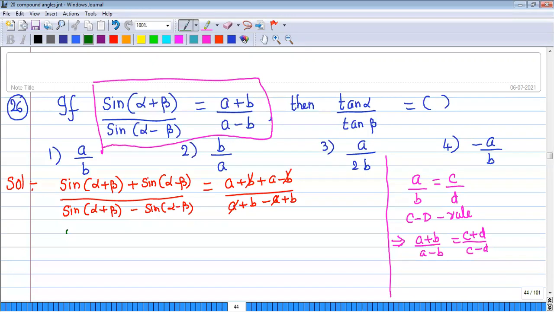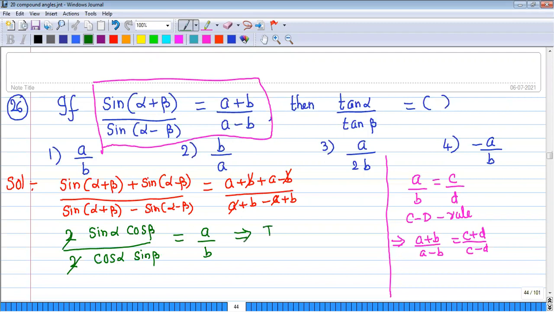We have discussed the formula 2 sin A cos B. Here we have sine of A plus B minus sine of A minus B, upon 2 cos A sin B, which we can write equals to (a+b)/(a-b). The 2 gets cancelled. So now we have sin alpha by cos alpha is tan alpha, and cos beta by sin beta is cot beta, equal to A upon B.